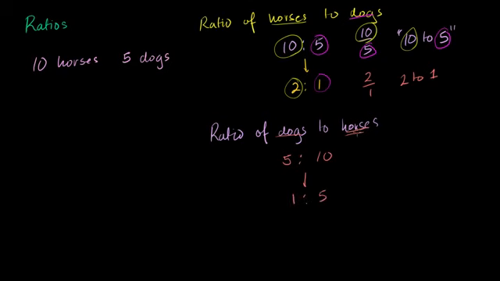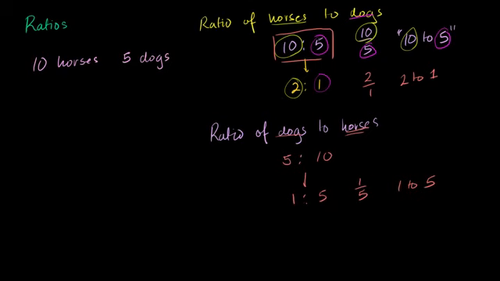So the ratio of dogs to horses is 5 to 10, or 1 to 5. Let me write it down here. 1 to 5, or I could write it as a fraction. And the general convention, this wouldn't be necessarily incorrect, that's not wrong, but the general convention is to get your ratio, or your fraction, if you want to call it that, into the simplest form, or this reduced form right there.